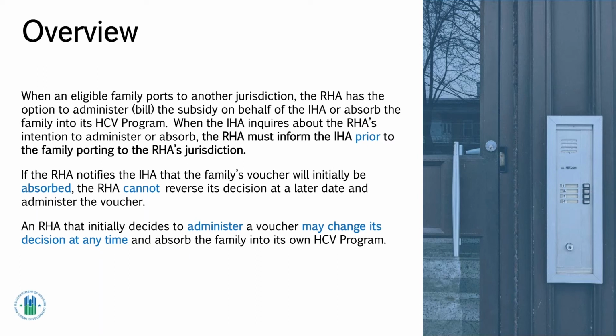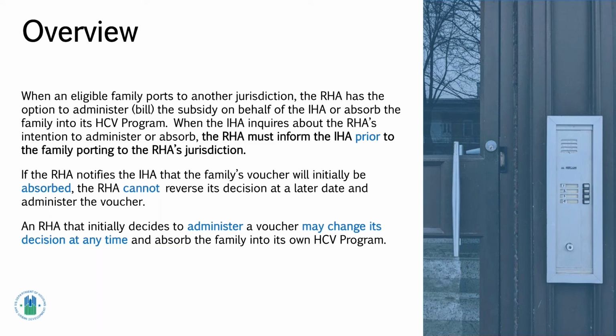If the receiving housing authority says that they're going to initially absorb the family's voucher, this decision cannot be reversed later. If they inform the initial housing authority that they're going to administer the family's voucher, this decision can be reversed and the receiving housing authority may absorb the family into its own HCV program. So initial decisions that can be reversed are better than ones that can't. So it's important to determine and decide which one you'll do initially. And again, if you can reverse it later, those are the best decisions to make.